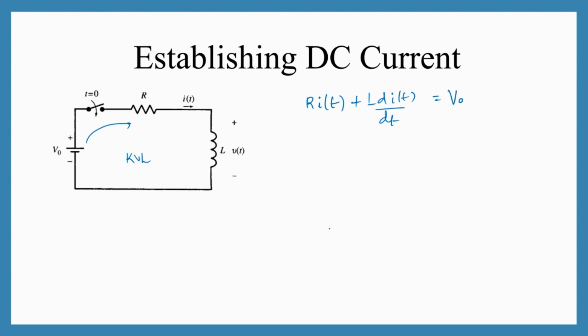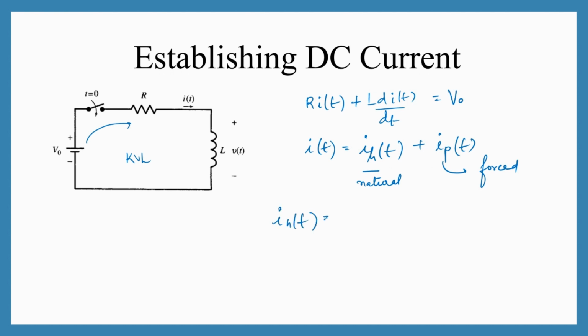This is going to be my KVL equation for this particular loop. Now this is a linear differential equation, so it will have two solutions. Therefore I of t would be made up of the homogeneous solution and the particular solution. This is going to be the natural response and this one is going to be the forced response. So the homogeneous or the natural response is going to be given as A e power minus R by L t. And the forced response is going to be given as V naught by R.